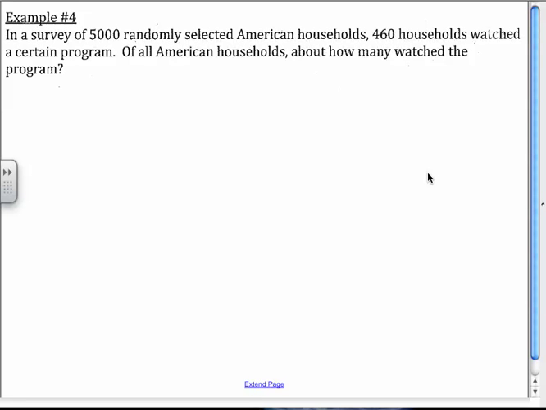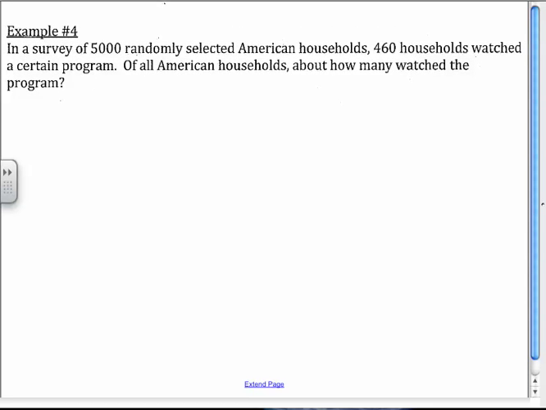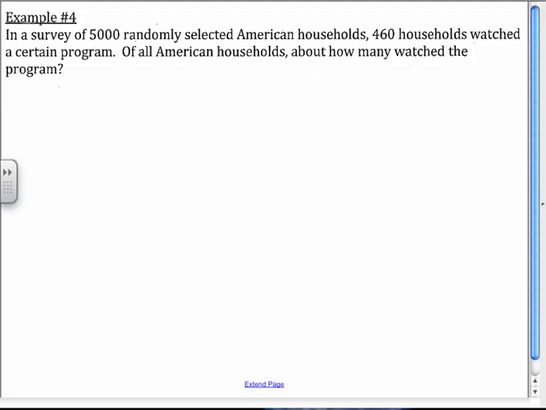Okay, guys, example 4, it's similar to example 2, I think, but it says in a survey of 5,000 randomly selected households, 460 households watched a certain program. Of all American households, about how many watched the program? And I think, guys, I don't have it on here, but I think the assumption is that we're going to use the information from that earlier example where there are about 105 million households. Okay, so let's just go through that type of problem again.